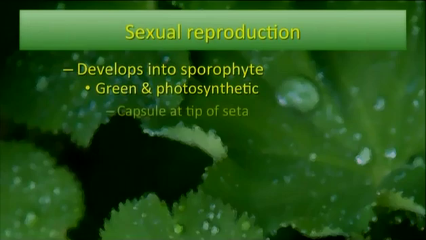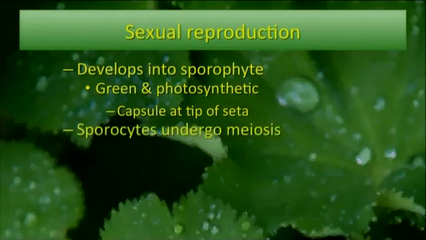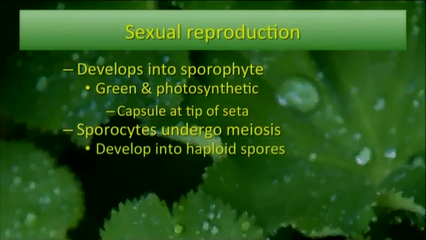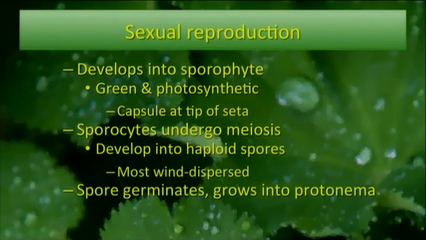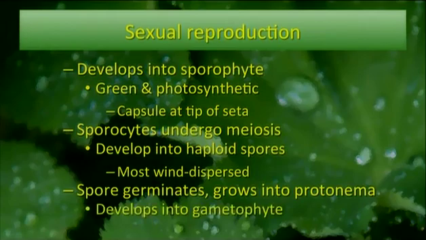So the capsule is at the tip of the seta, which is that stalk, remember? And the sporocytes inside the capsule undergo meiosis and develop into haploid spores. Most of these spores are wind dispersed. So the spore germinates, grows into a protonema, and that develops into the gametophyte.